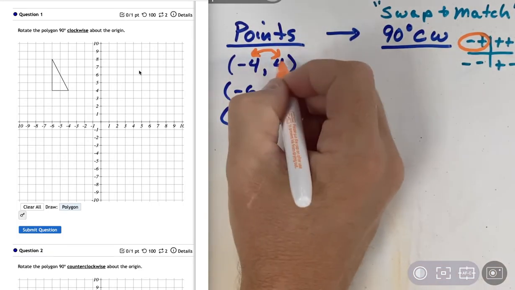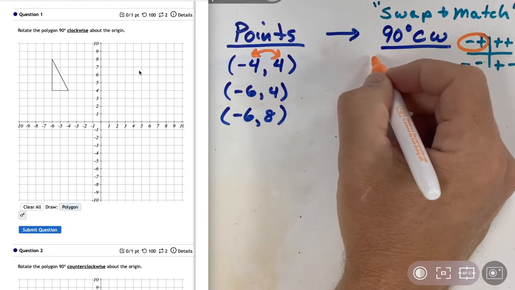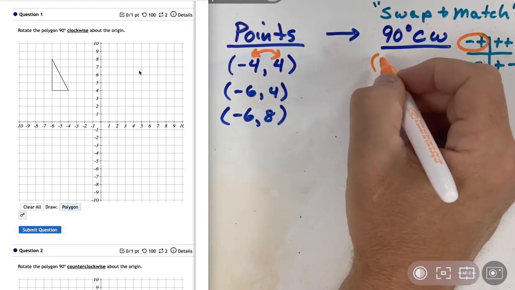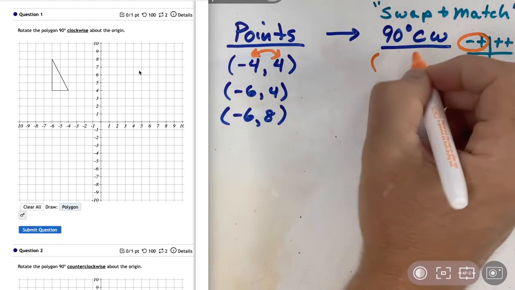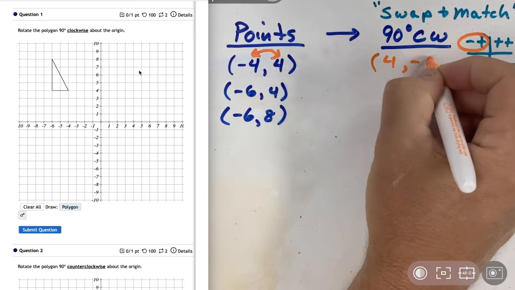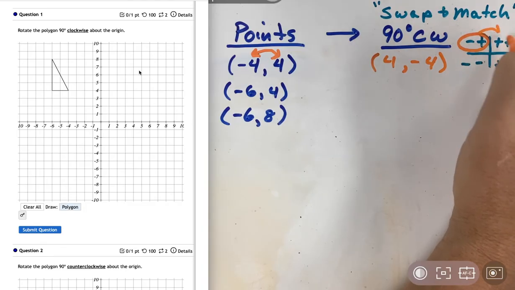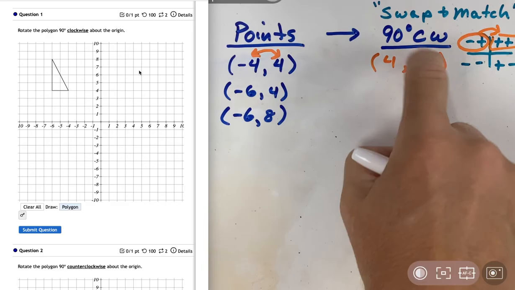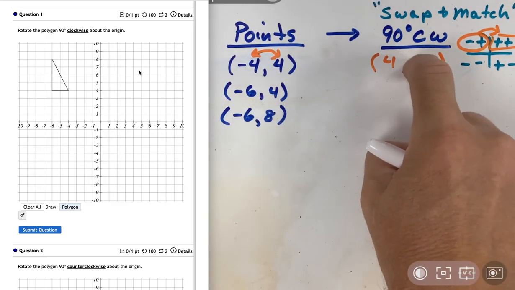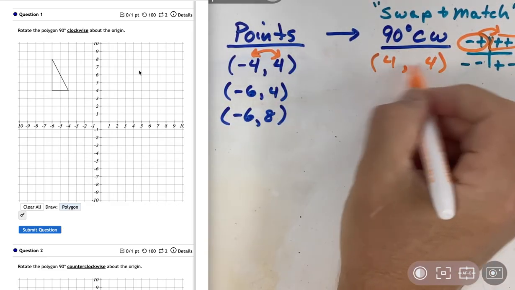So when I reverse this order of 4 and -4, like this, then this will go first and this will go second. So I'll have 4, -4, like that. Then the quadrant that you're going to is supposed to match and be positive, positive. So that negative that you see right here, after switching the two numbers around, needs to be a positive also. So this coordinate will be at 4, 4.